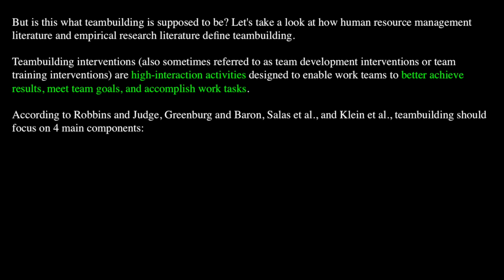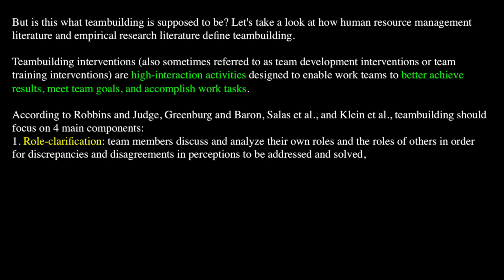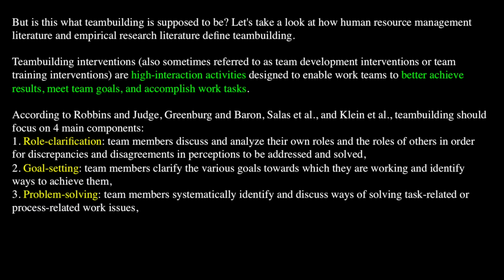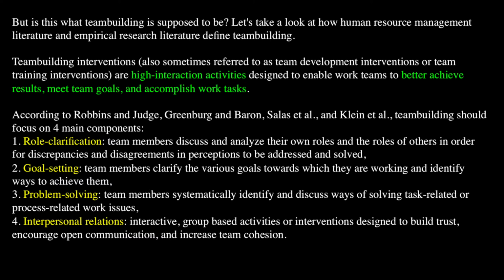main components. Role clarification. Team members discuss and analyze their own roles and the roles of others in order for discrepancies and disagreements in perceptions to be addressed and solved. Goal setting. Team members clarify the various goals towards which they are working and identify ways to achieve them. Problem solving. Team members systematically identify and discuss ways of solving task-related or process-related work issues. Interpersonal relations. Interactive, group-based activities or interventions designed to build trust, encourage open communication, and increase team cohesion.